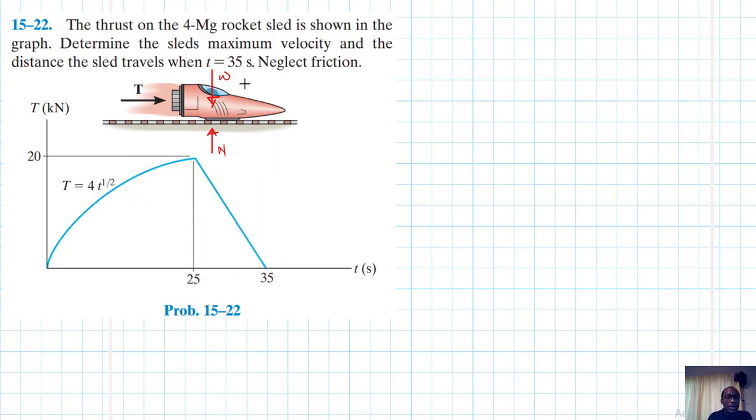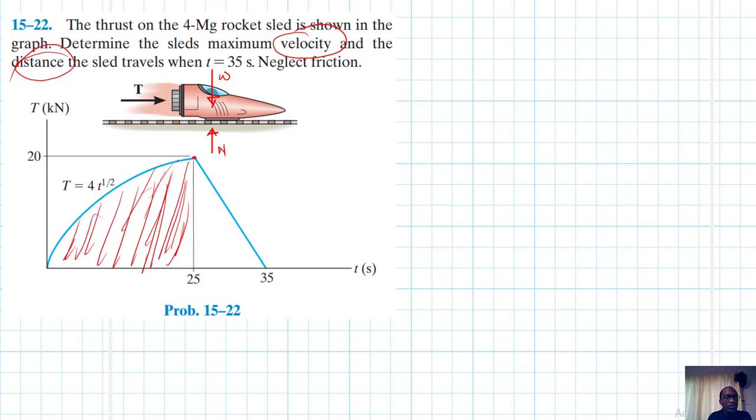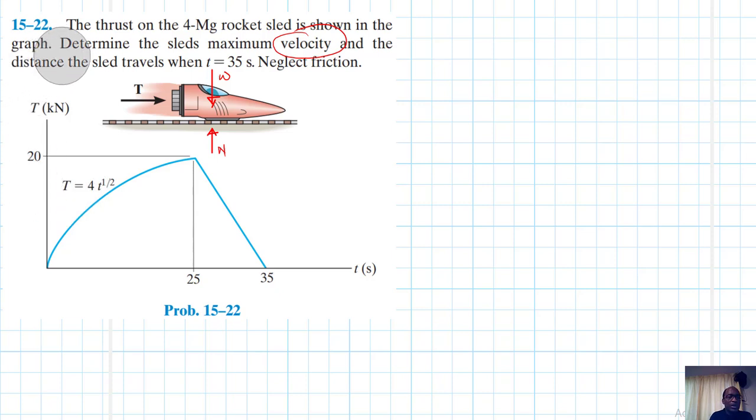So the question here is to determine the velocity at t equal to 35 and the distance traveled. For the distance traveled, we need to compute this individually because it's not continuous. We have two different functions here for impulse, from 0 to 25 and from 25 to 35. So we need to calculate this separately for us to calculate the distance.